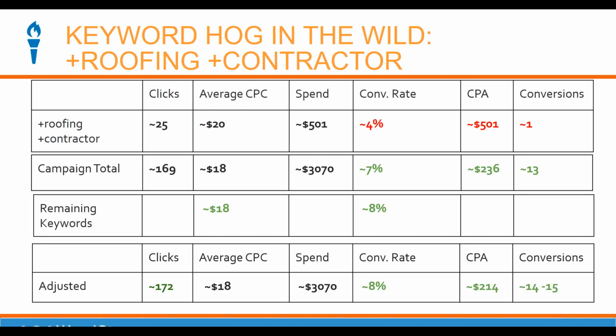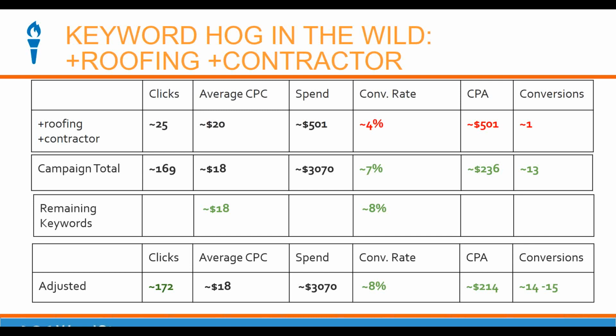So keeping our 30-day spend consistent, we can predict that this will actually improve our conversion rate, so up from 7% to 8%. It'll reduce our CPA from 501 to 214, and by freeing up some of that budget, we can actually expect to pull in 172 clicks as opposed to 169, and 14 to 15 conversions as opposed to 13.